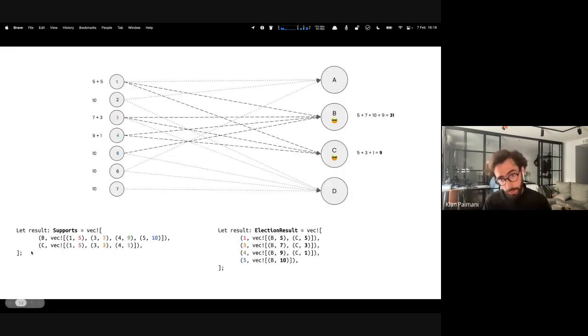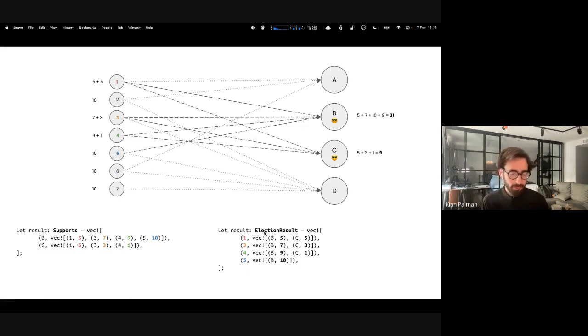So now let's look at the voter major representation of an election result. We're already familiar with this support thingy. We name the winner, like B is a winner, and it's receiving this much backing from these people, which, thanks to my very creative color highlighting, should be rather clear now.